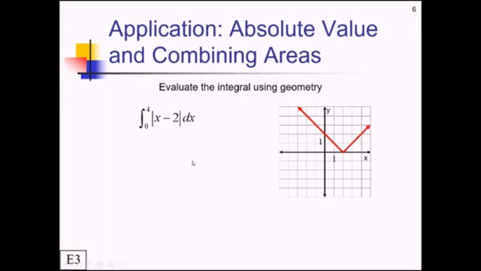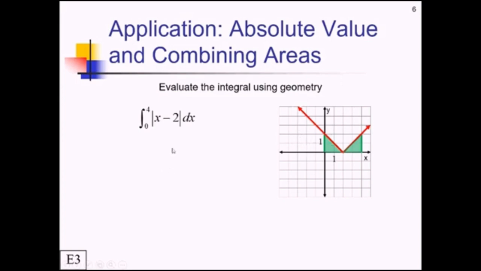Here's an example with an absolute value, which we've already graphed out for you. Give this one a go. All right, so we're going from 0 to 4. So this is a little bit different in that it creates not one, but 2 shaded areas. So this is actually 2 different triangles we need the area of. For both of them, it's just 1/2 base times height.